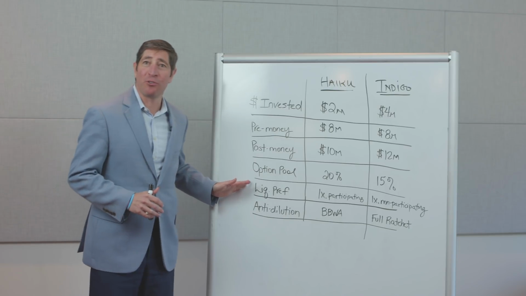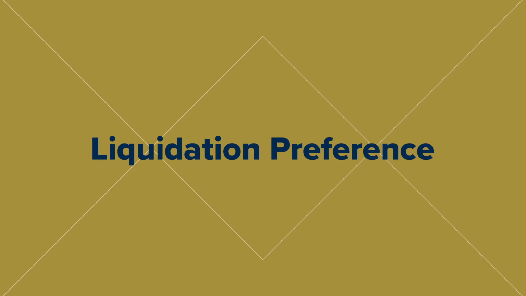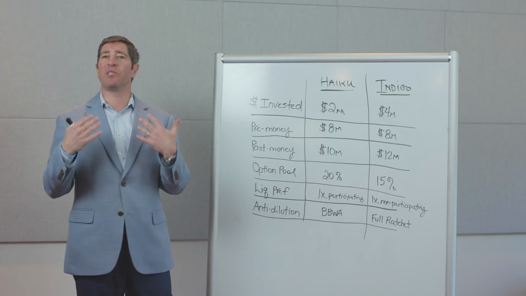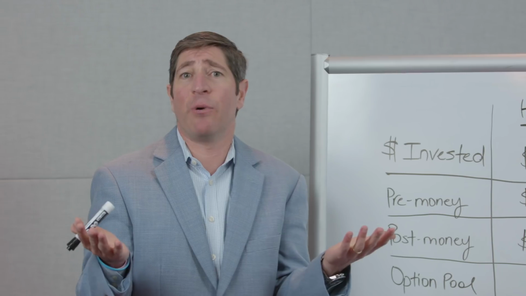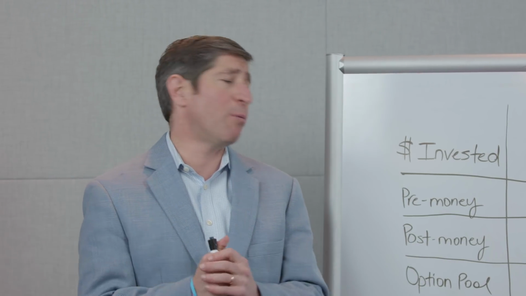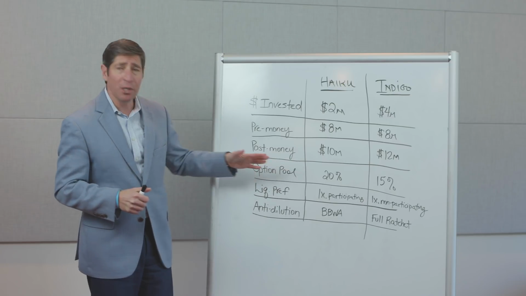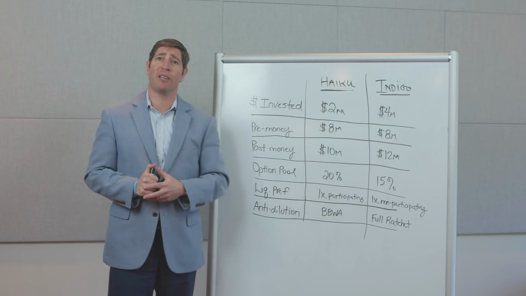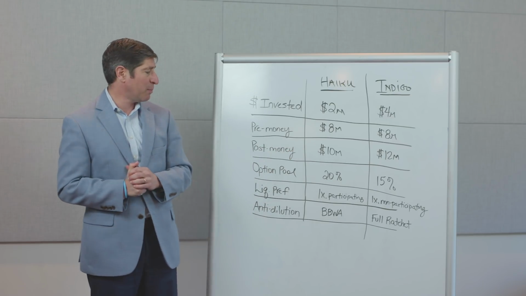The next term I want to make sure you understand is what's called liquidation preference. And the simple way to think about liquidation preference is it's the order in which money comes out of the company when we have a liquidation event. And normally a liquidation event means we sell the company. That's typically what we're talking about here. So there's a couple different flavors of this that I want to make sure you understand that are reflected in these two term sheets that we're talking about.